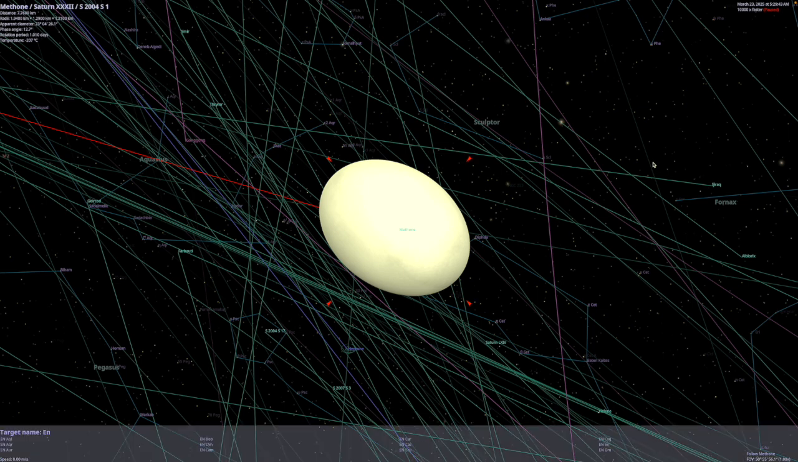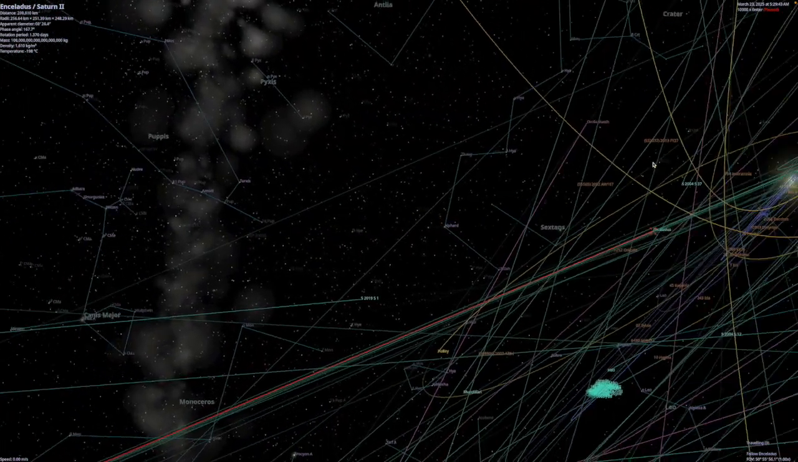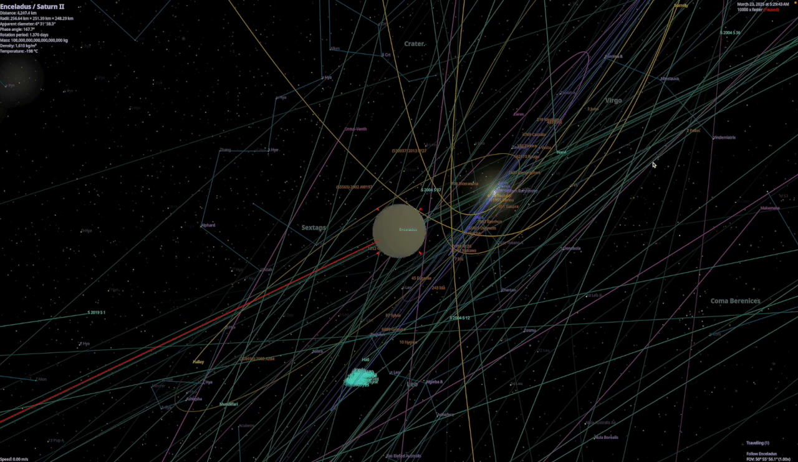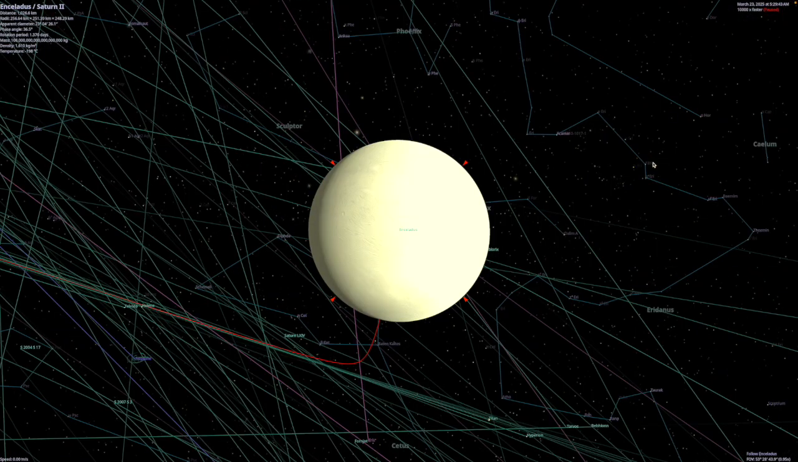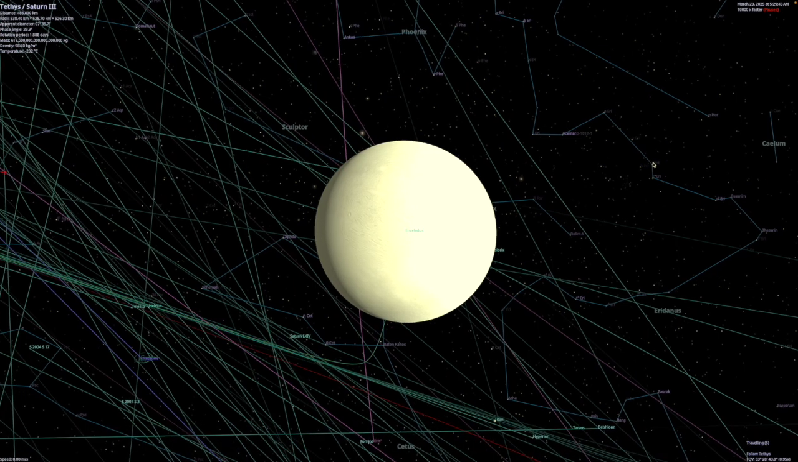Now next we have Enceladus. Enceladus is actually the brightest moon. It has the lowest magnitude, which is really cool. Here it is. It's also believed that it has an ocean. Tethys is after this.